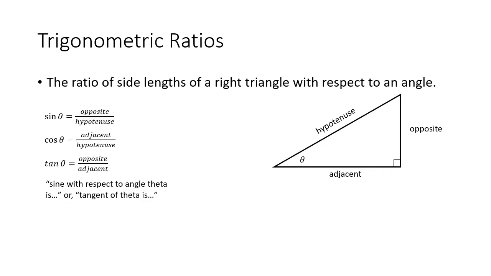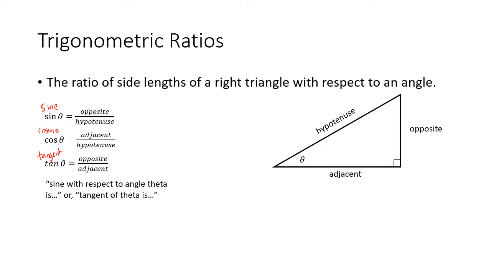But we have these trig ratios, and these trig ratios are just the ratios of the side lengths of a right triangle with respect to an angle. And there's really six of them, but the three primary trig functions are sine, cosine, and tangent. Okay, so this is sine, cosine, and tangent.